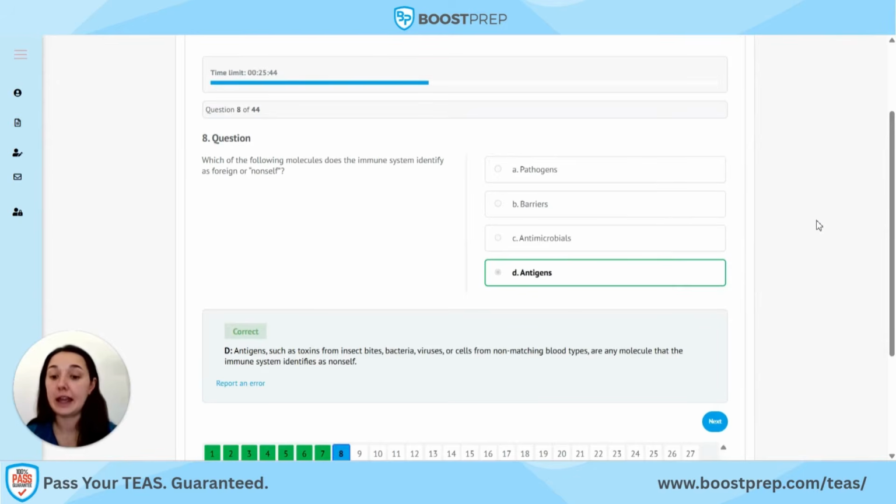The answer is D. Antigens. Antigens such as toxins from insect bites, bacteria, viruses, cells from non-matching blood types are all recognized as non-self to the immune system.